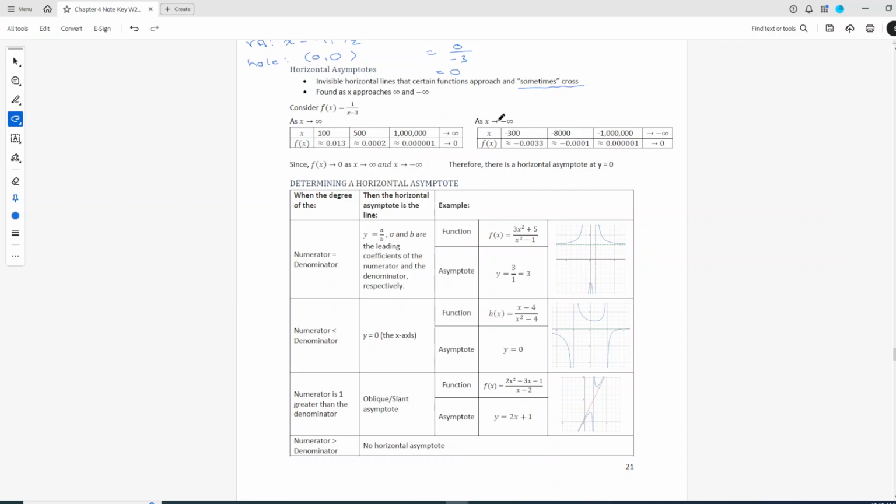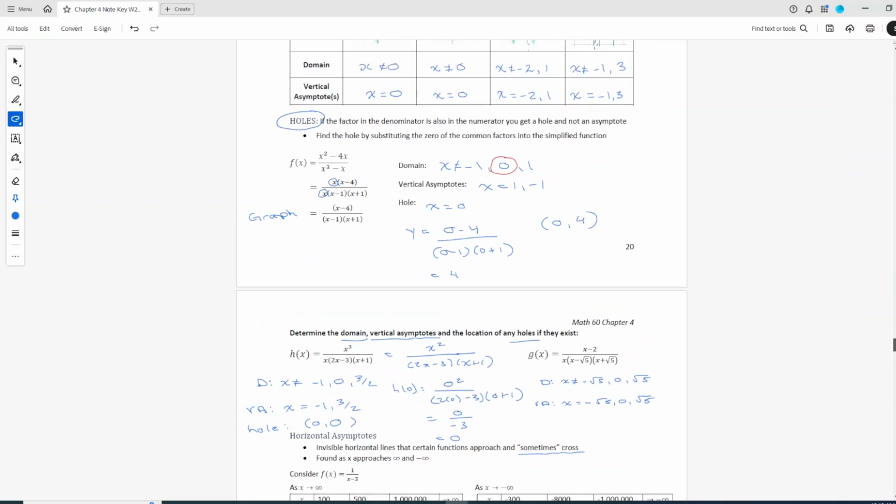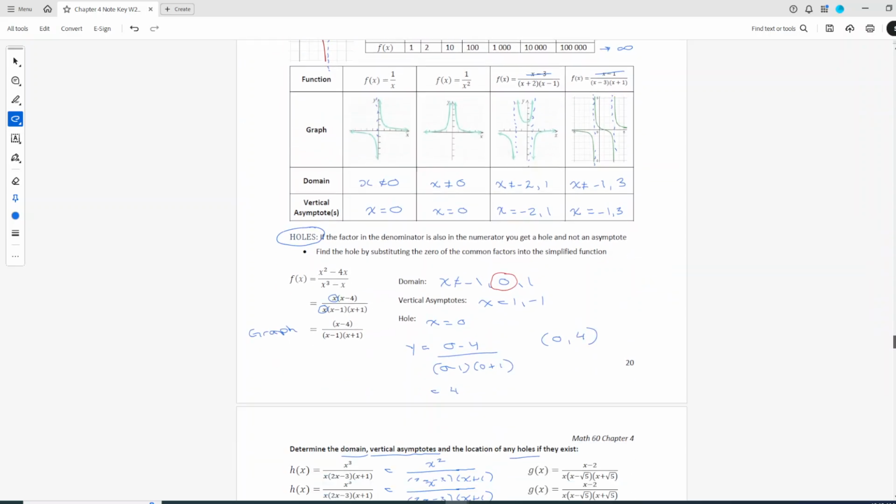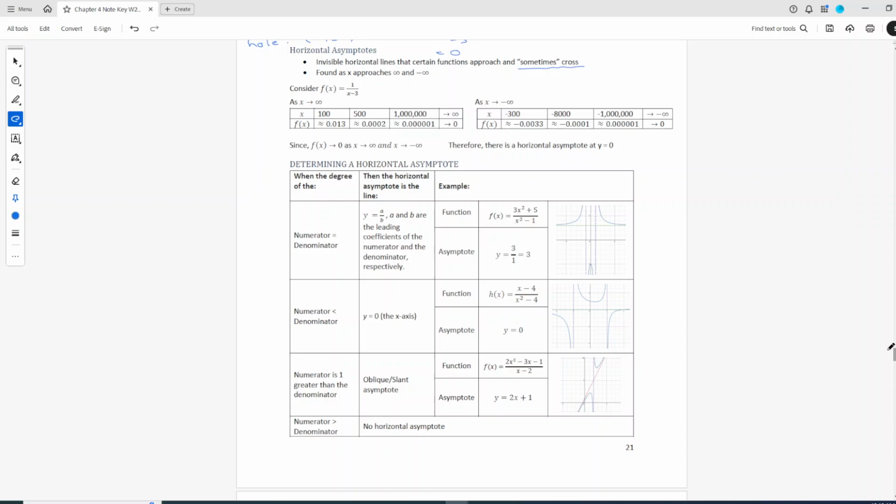And then the same thing as x approaches negative infinity, same idea, your y value is approaching 0. If you look up at the graph here, what we're looking at is a horizontal line at y equals 0, and you can see that the graph is approaching it. Now this asymptote is not going to be crossed. Really the only times that you cross it are when there's x-intercepts, and your horizontal asymptote is that y equals 0 line. So just have that in your head.